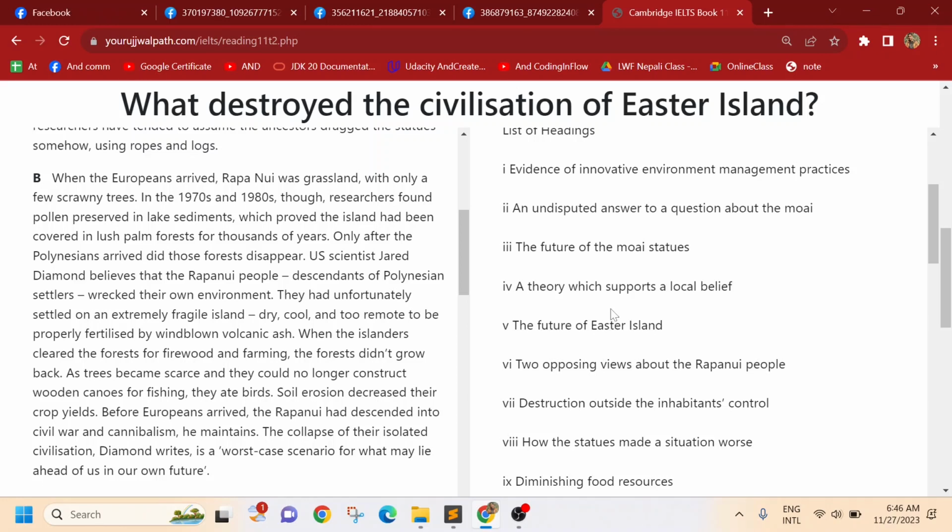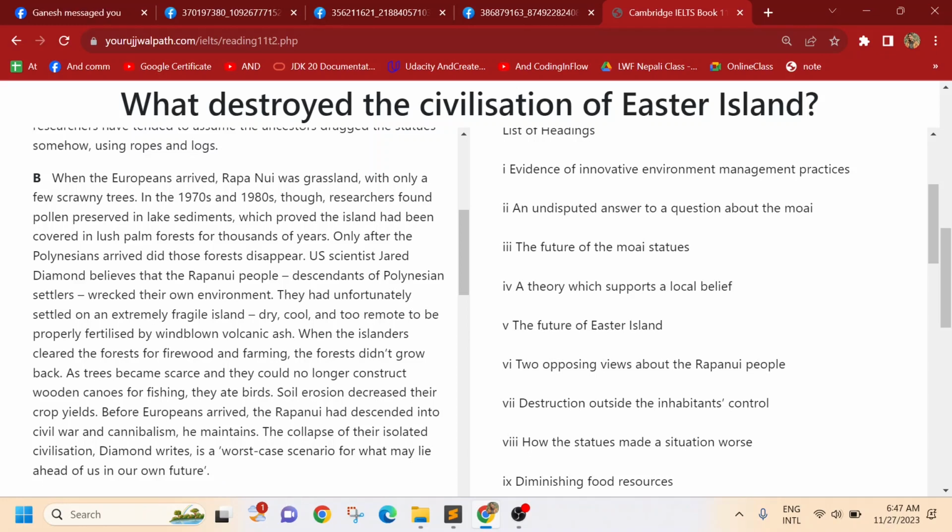Theory means a kind of principle that would support the local people. So we have not seen any kind of local people thing. And the future of Easter Island, we do not get over here either. So it's not talking about the Easter Island future, neither the future of the Maui, and two opposing views about the Rapunai people. Yet we have not been with the people.